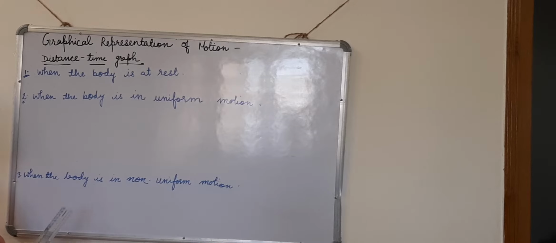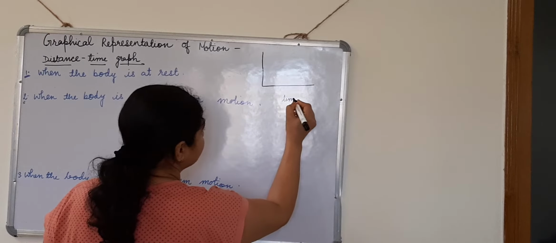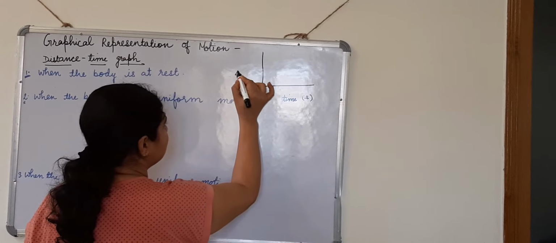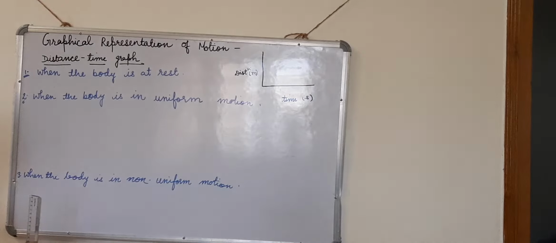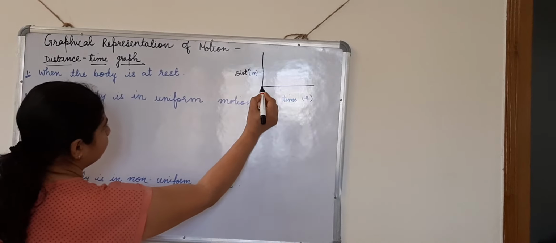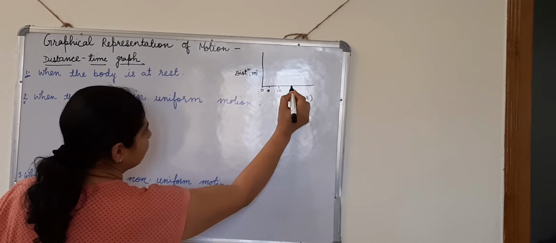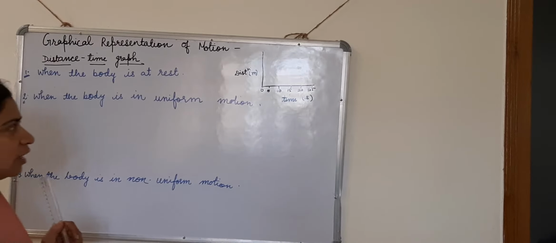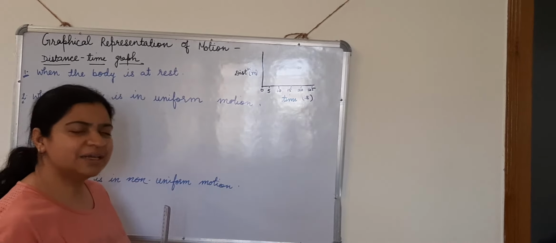First case, let us draw a graph first. Let us take our time in second, along x-axis. And let us take our distance in meter along y-axis. So let me give you an example, children. Suppose a body, this is 0, this is 5 seconds. Let me take a time interval, 10, 15, 20, 25, anything it can be. You know how to draw a graph. It is up to you how you do it. I have taken these time intervals because these are easy to understand.